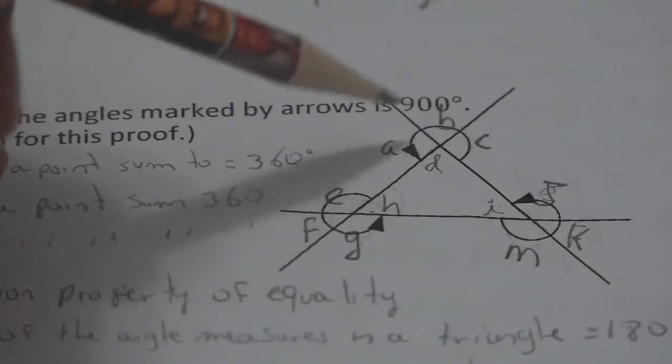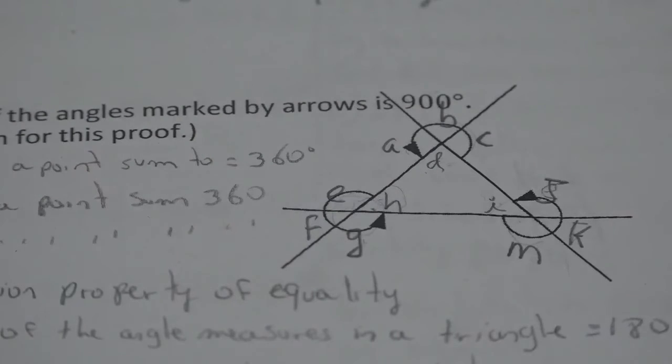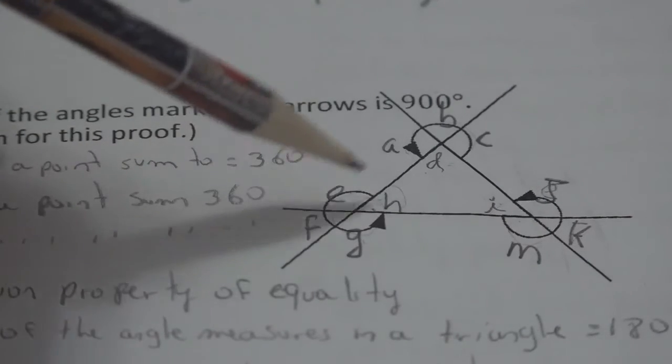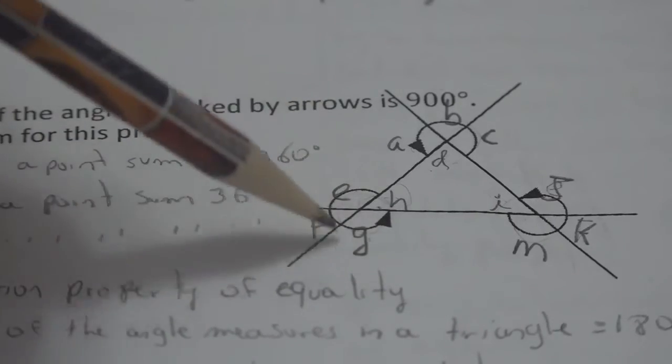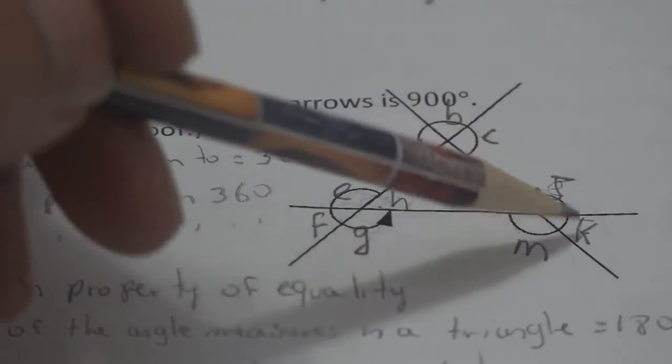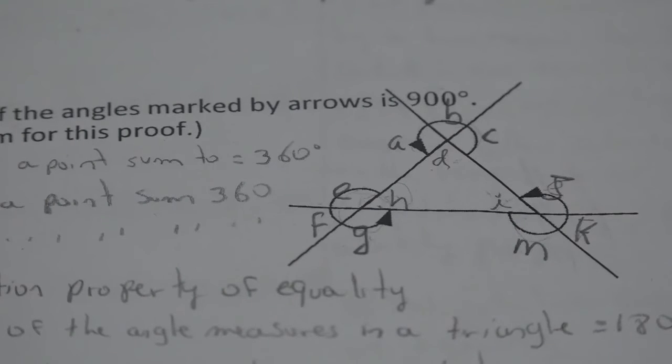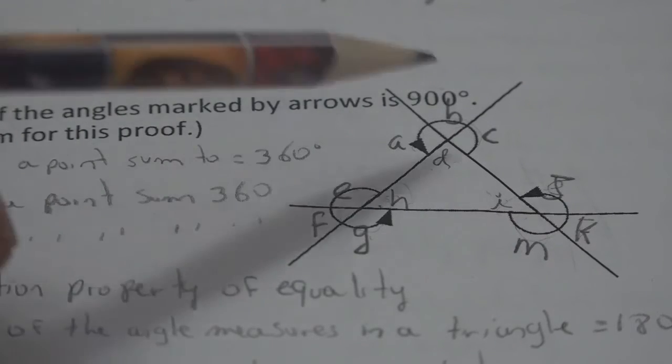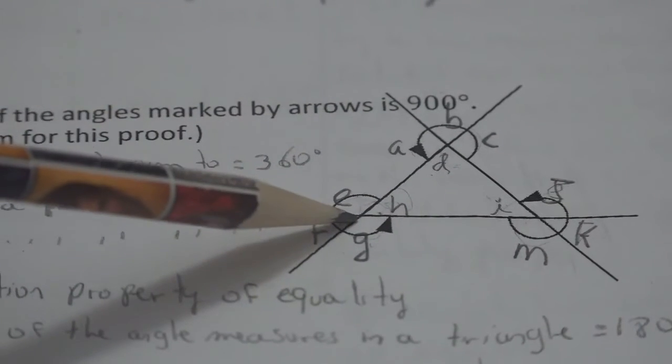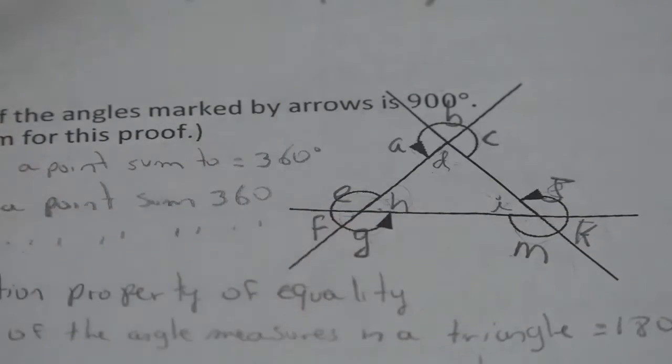So let's see now. Now I can say that A plus B plus C plus D equals what? 360. Now I also can say that E plus F plus G plus H is 360. E plus J plus K plus M, 360, correct? Because angles at a point form 360, angles at a point form 360, angles at a point form 360.